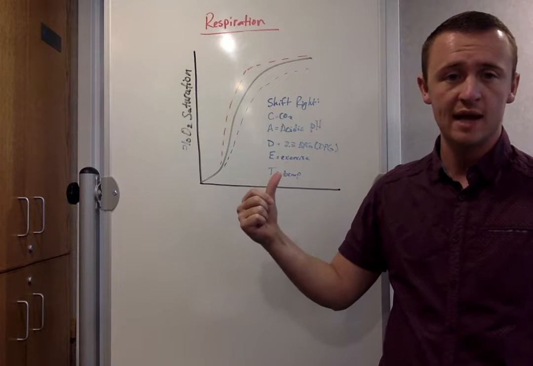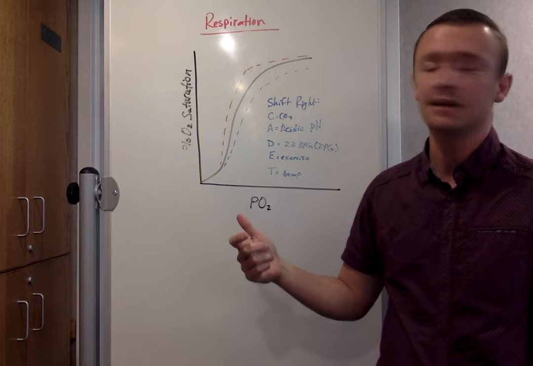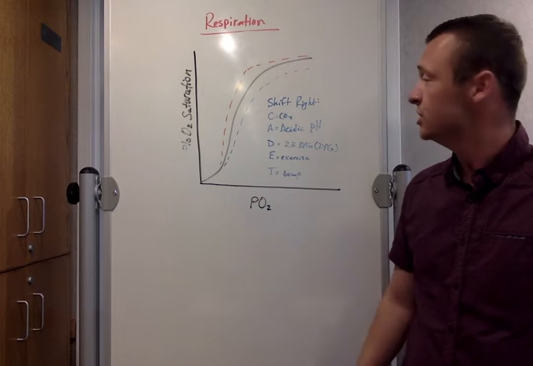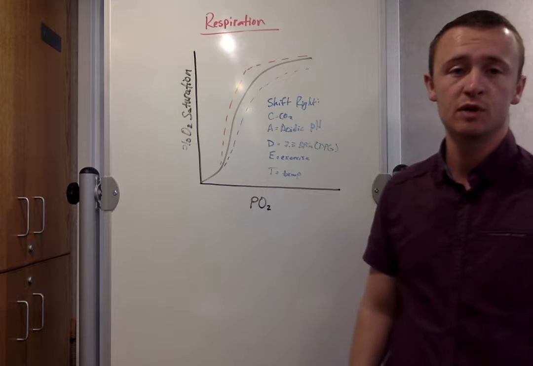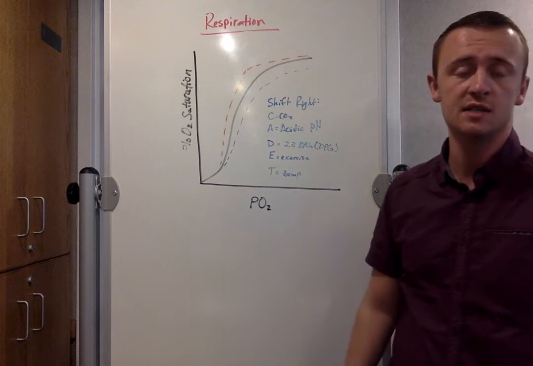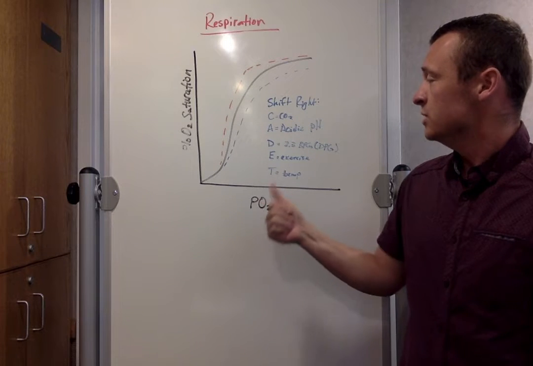If we have a shift right, what's happening? If we have a shift left, what's happening? Remember the acronym CADET. C stands for CO2, A stands for acidic pH, D stands for 2,3 BPG or DPG, same thing. E stands for exercise, T stands for temperature. If we increase any of those things, we move to the right.